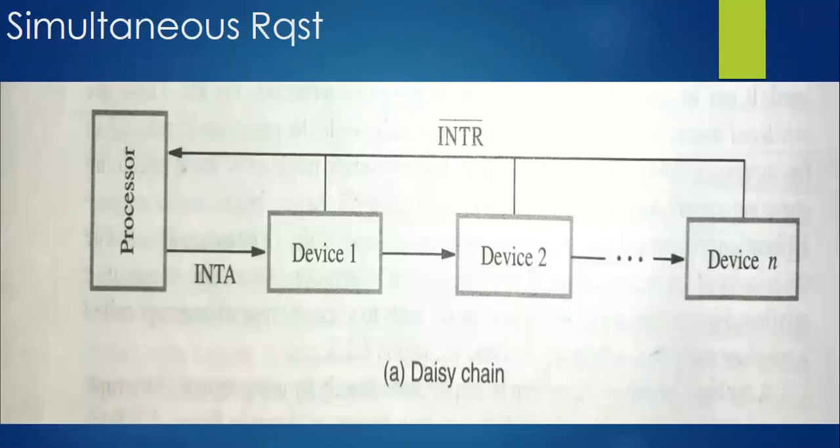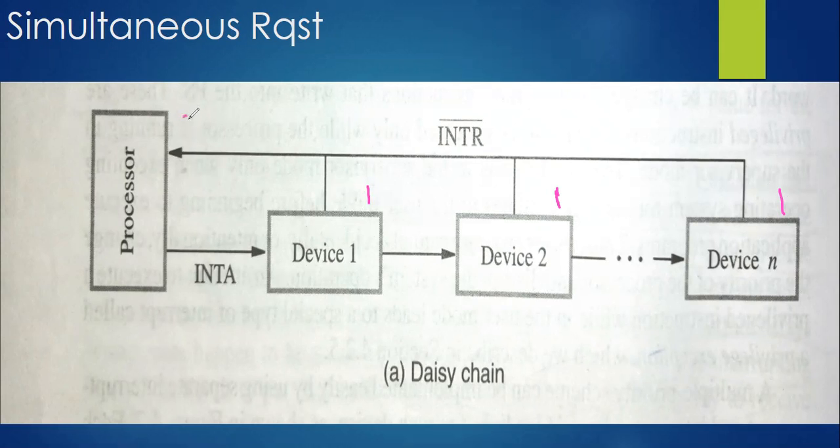Next, simultaneous requests. Consider we have three devices at each priority level. This is the image of the devices connected to the processor, and all have priority level 1. Then how do we break the tie here? Previously we broke the tie based on priority level, but now all have the same priority level. You may say we can break the tie using the arrival time of the interrupt request.